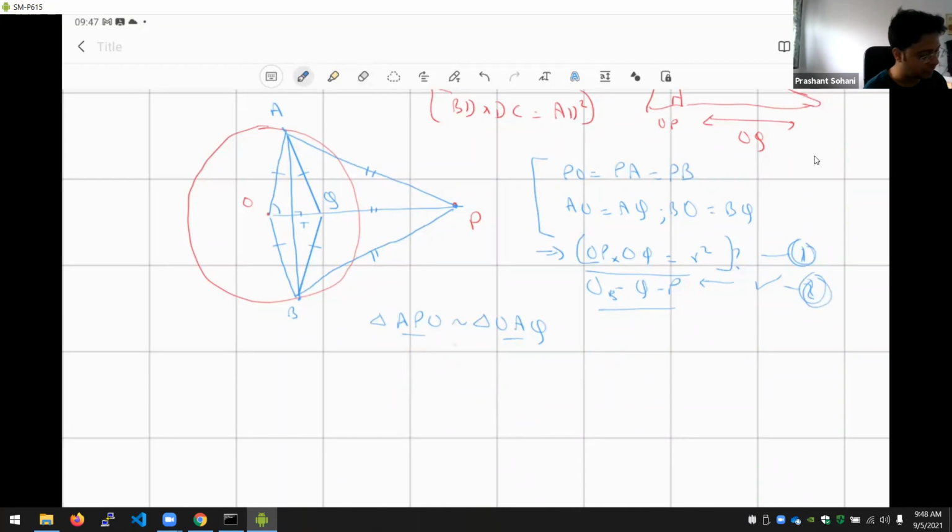Okay, I'm interested in OP into OQ. So if I take this pair and this pair, AO upon OQ equals PO upon AQ. Therefore, if I cross multiply, I'll get OP into OQ equal to AO into AQ, which is equal to R square.